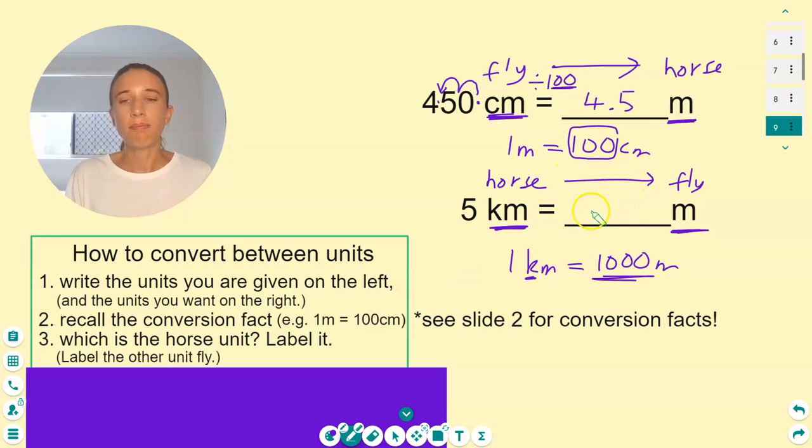Horse to fly, multiply. So we're going to multiply by this guy. Multiply by 1,000. If we're multiplying a number by 1,000, we're making it bigger. So we're just going to add zeros on the end. 5 kilometers is 5,000 meters, adding 3 zeros on the end.